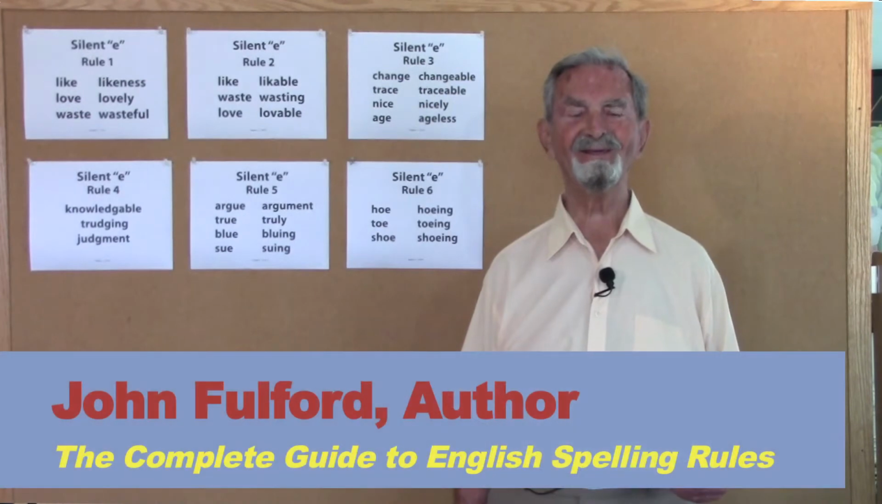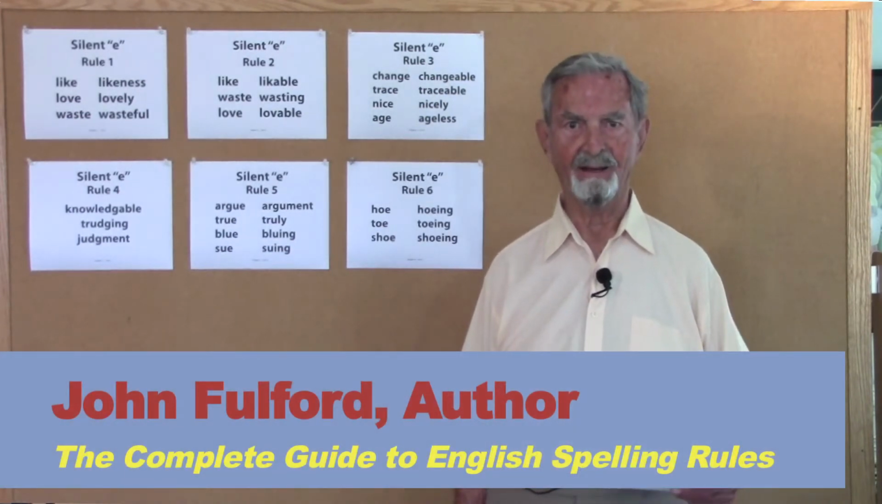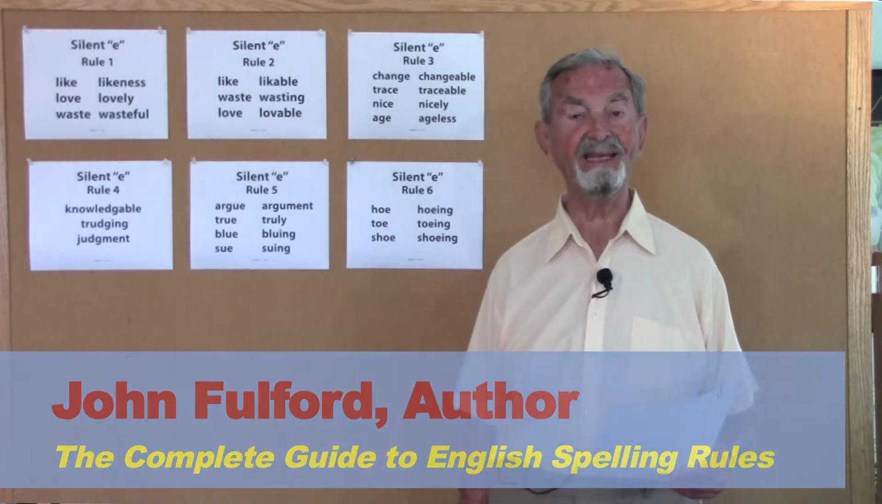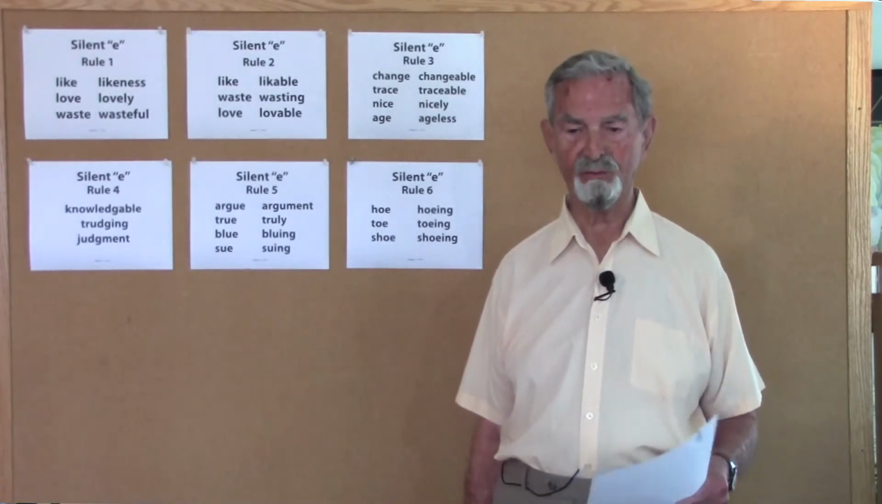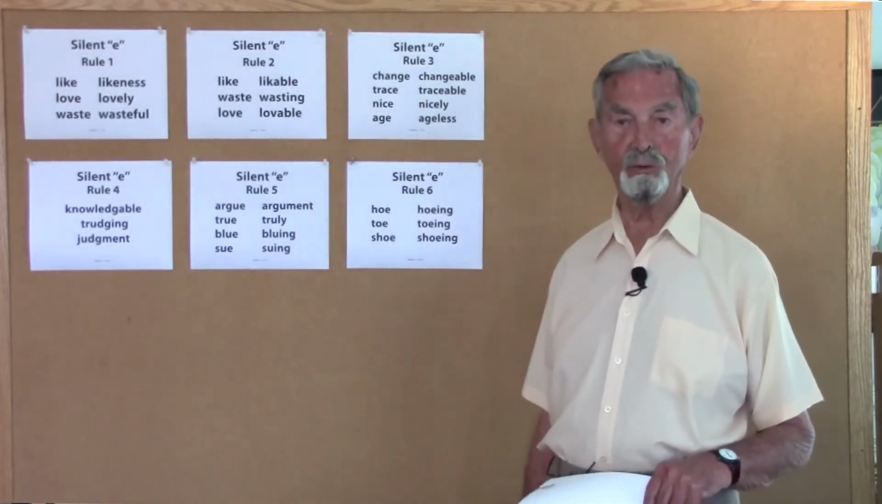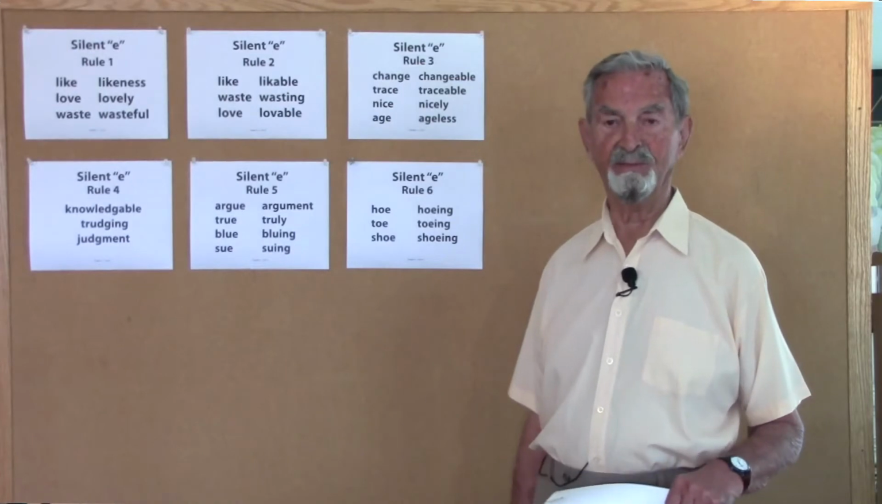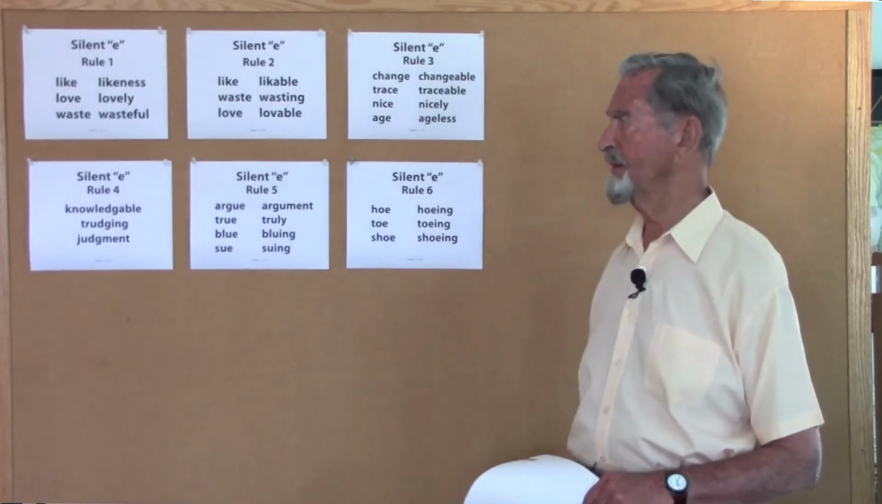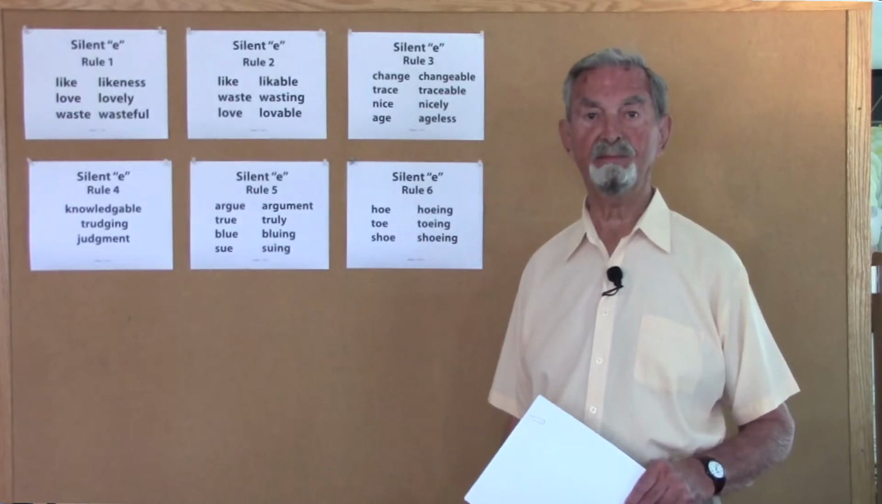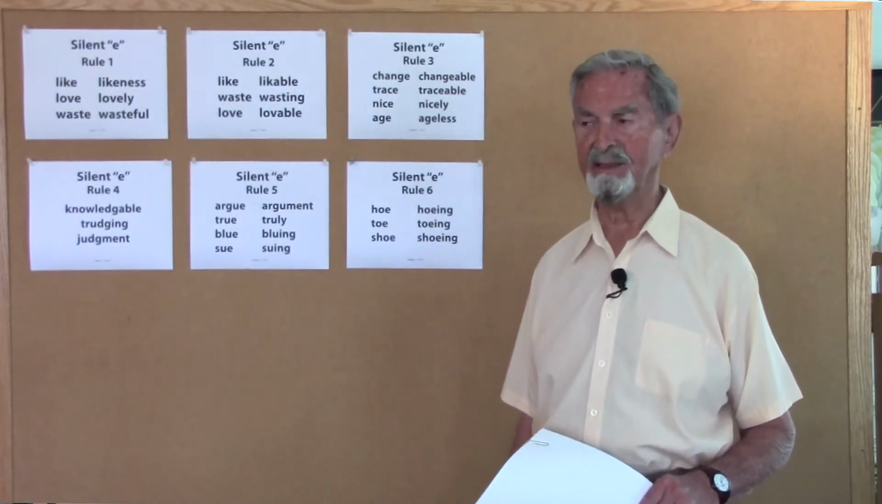Hello, this is from chapter 6, the silent E. By now you've realized that there are many English words that end in an E. This is a very useful ending because it gives us a new word simply by adding an E on the end. For instance, pan, P-A-N, becomes pain, P-A-N-E.